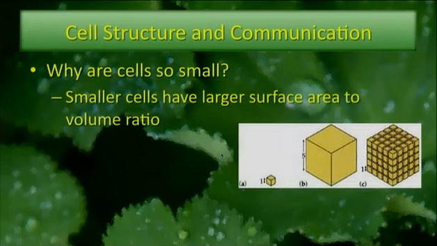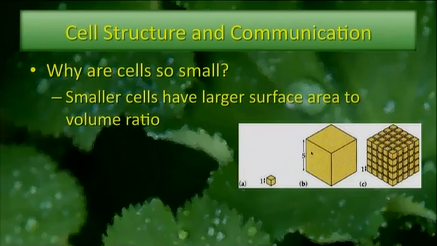Smaller cells have a larger surface area to volume ratio. That means this large cell here has a smaller surface area compared to its volume, while these smaller cells have a larger surface area to volume ratio. If you were to increase a cell's diameter 10 times, the surface area would increase 100 times, but the volume would increase 1,000 times.